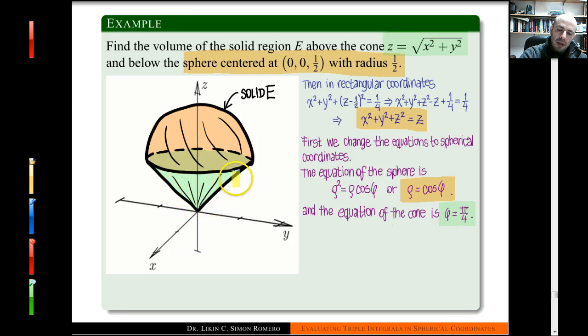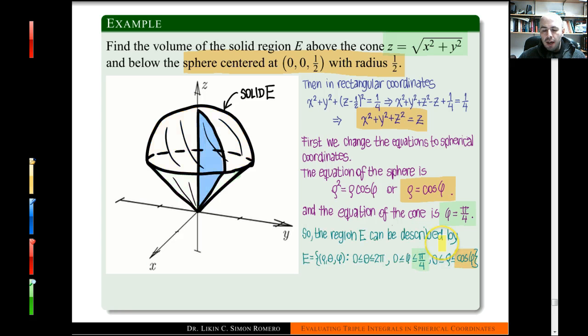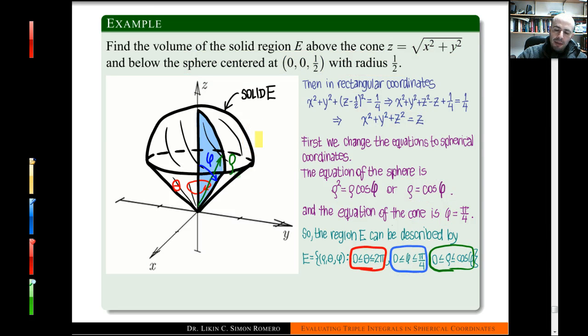Notice that all these points, when you draw a line segment to the origin, are on an angle of pi over 4 with the positive z-axis. So now that we have that, region E can be described by, and the only thing that I want you right now to identify is that this pi over 4 is going to be the limit of phi, and this rho equal to cosine of phi is going to be the limit of rho. Let me just give you a little bit more in-depth explanation.